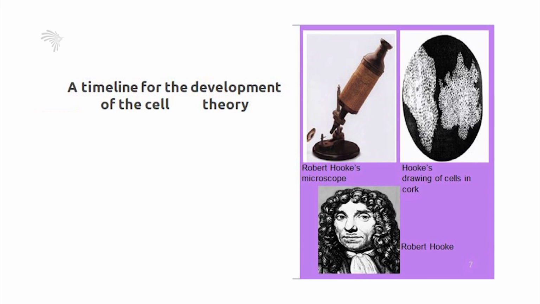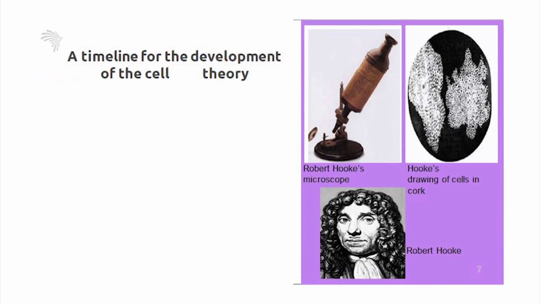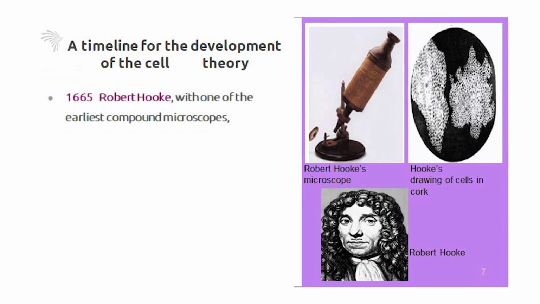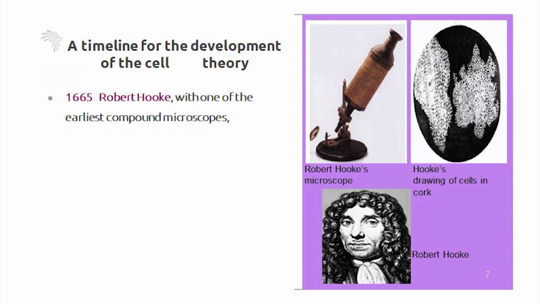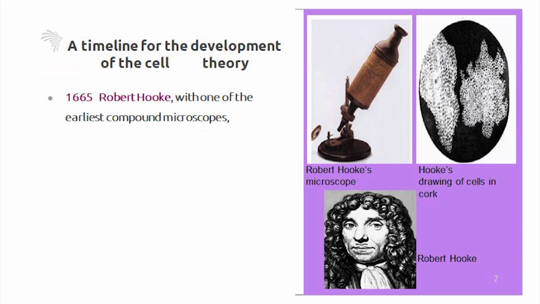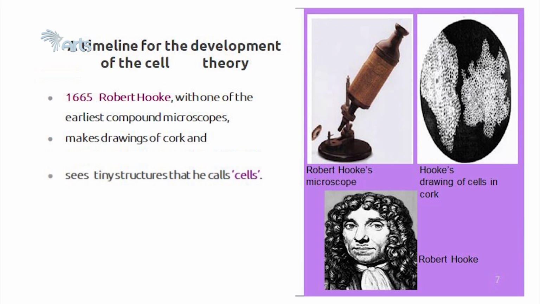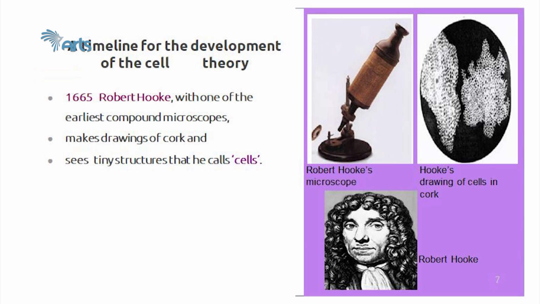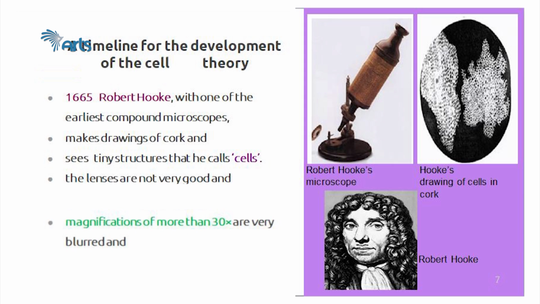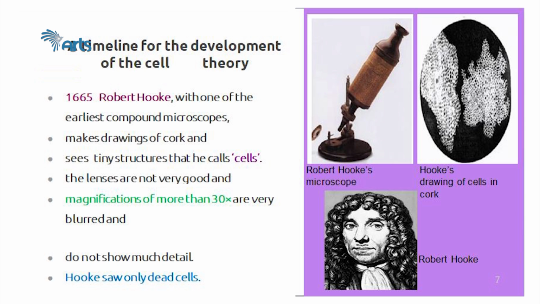Now let's look again at the timeline for the development of the cell theory, how cell theories have been developed. There are many steps in this development, beginning in 1665 with the invention of a crude microscope by Robert Hooke, one of the earliest compound microscopes. As you can see in this slide, he makes drawings of cork and sees tiny structures that he calls cells. The lenses are not very good, and magnification of more than 30 times is very blurred and does not show much detail, so he saw only dead cells.